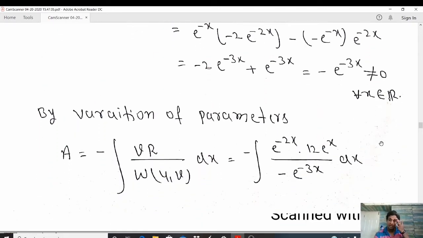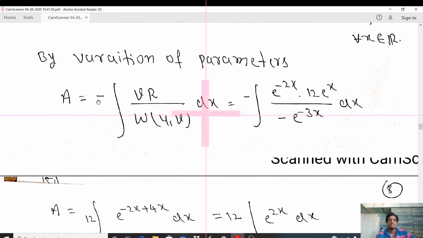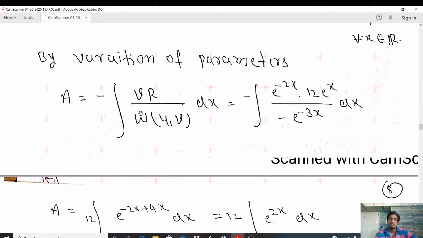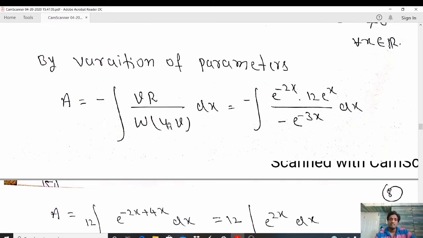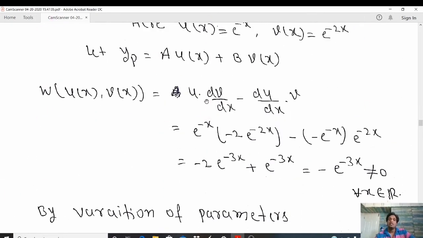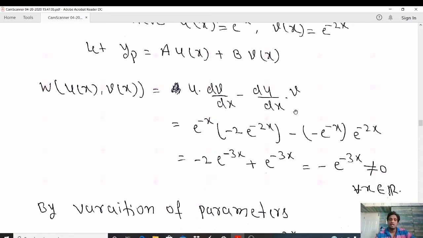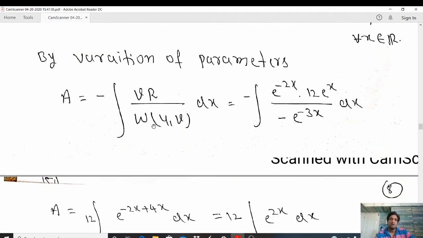Okay, by variation of parameters, first we are finding the a value. Our final aim is to find the a and b values. So now we are finding the a value. A is equal to, the formula is minus integration vr by W of u, v. In the previous problem I wrote, instead of W of u, v, u dv by dx minus du by dx into v. But now I am writing it as W of u comma v.